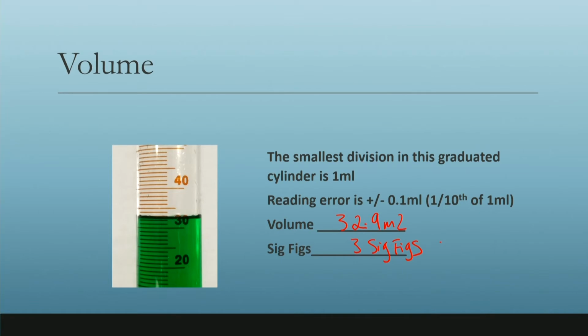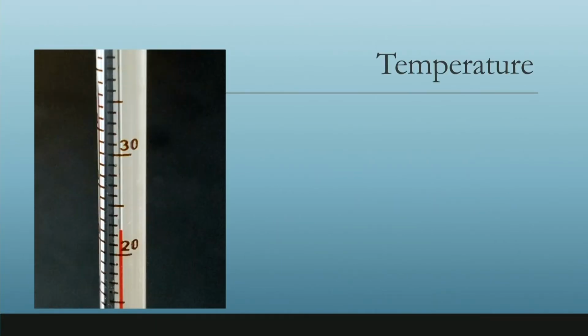So that's for volume. Another type of measurement you make in chemistry is you're using a thermometer to measure temperature. So on the left-hand side, I have my thermometer. I placed it into a beaker of room temperature water. Came out at 22.5 degrees Celsius. So the 0.5 is going to be your estimated digit.